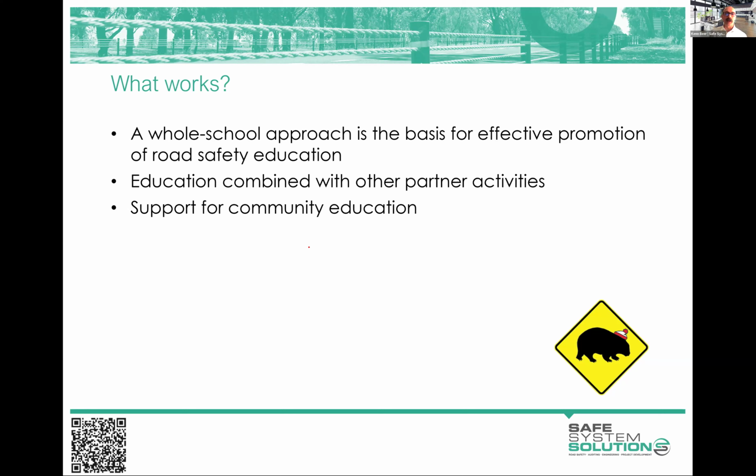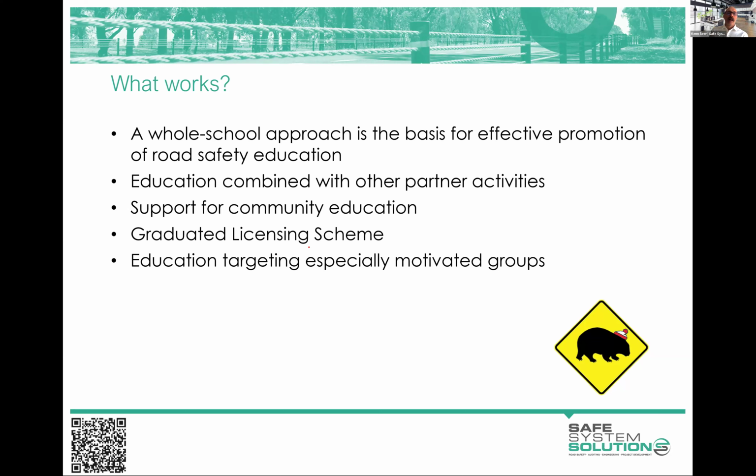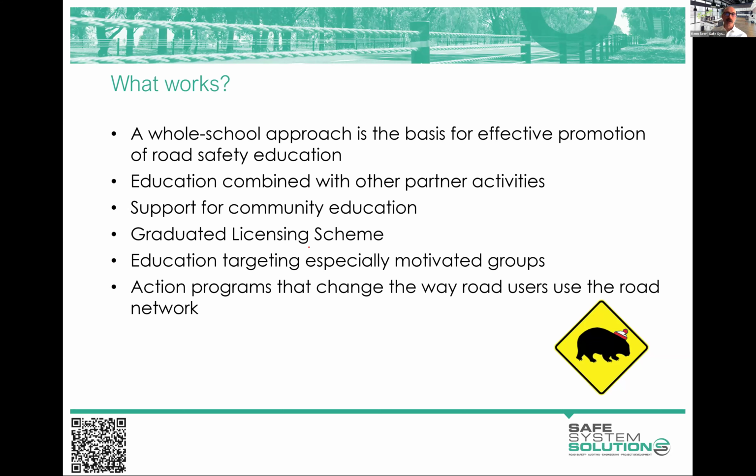What intuitively looks like it would work, let's go to the evidence. Let's really understand it, and then support ones that we have an evidence base. Graduated licensing scheme. So that's where you restrict drivers as they enter into the system and then release the restrictions as you go. Education targeting especially motivated groups. So, most motivated is parents usually, and activating them to be serious in the management of risk for their young driver is great. And action programs to change the way road users use it. I'll talk about that later.